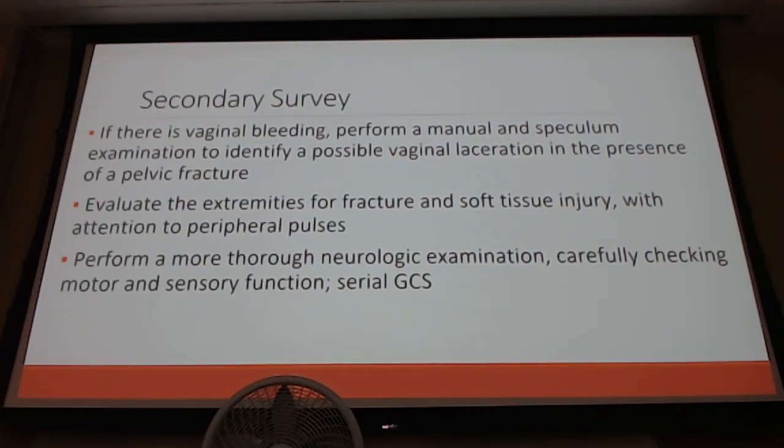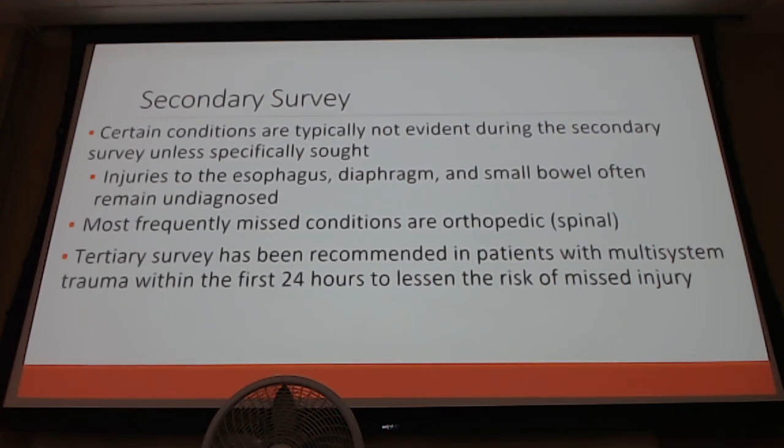Then we want to do a more thorough neurologic exam if the patient is able, so we want to actually test our motor, sensory, and address any sort of neurologic deficits they might have. That goes a little bit deeper than our GCS. Sometimes it can be difficult to tell any diaphragmatic injuries, small bowel injuries, which are hard to diagnose. And then most frequently missed are going to be our spinal injuries. They're hard to evaluate just on your physical exam when you're palpating them, and with so much going on in the trauma room, getting a good neurologic exam can be difficult.